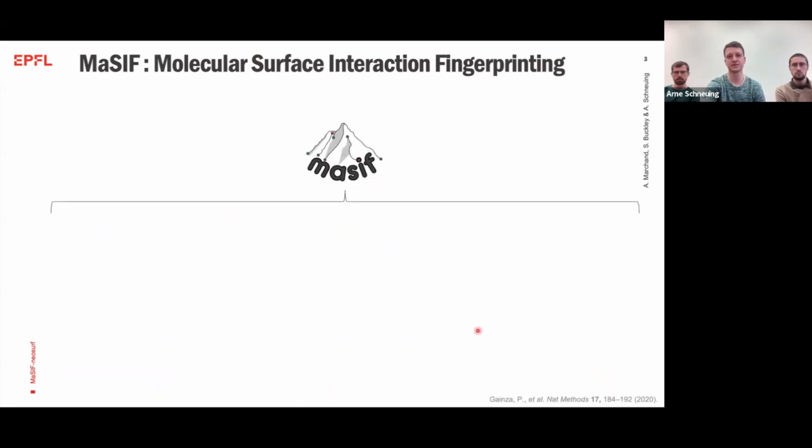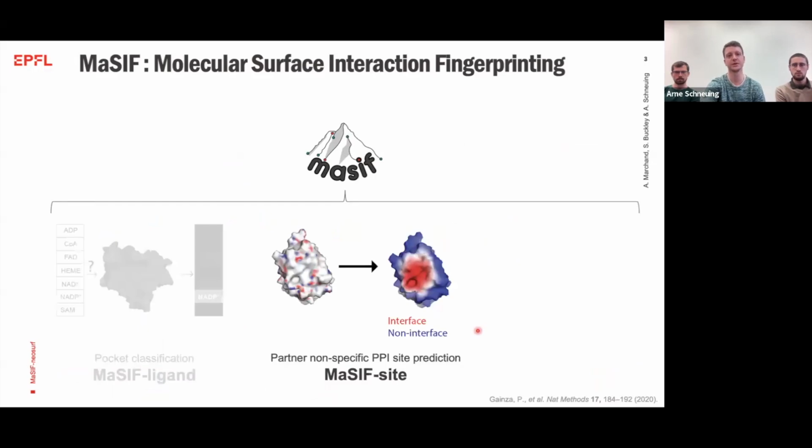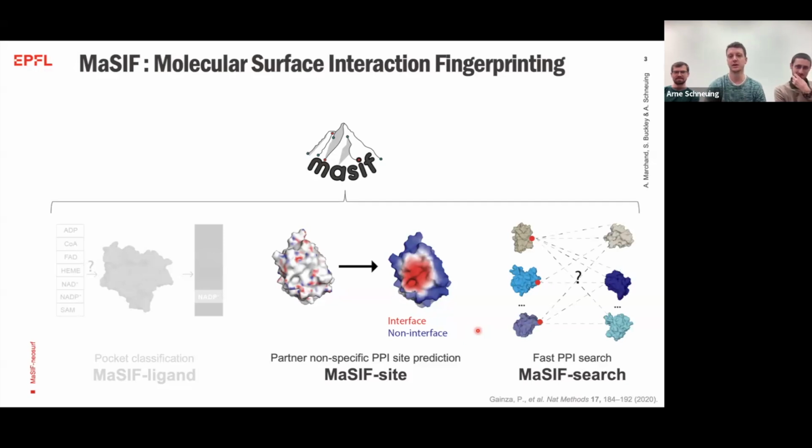So how do we train MaSIF? There are three different ways. I'm not going to talk about the first one because it's not really relevant to this paper. The second one is what we call MaSIF-site. And here we have a data set of proteins on which we know where other proteins bind. So we can label all the vertices as binding sites or non-binding sites, and then task MaSIF to predict where the binding sites are.